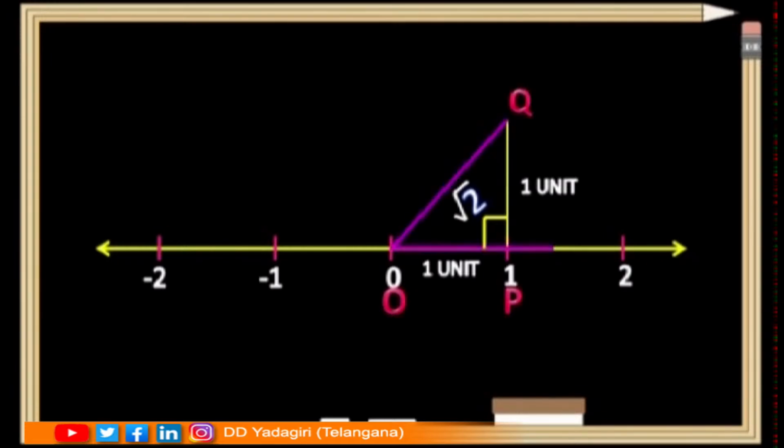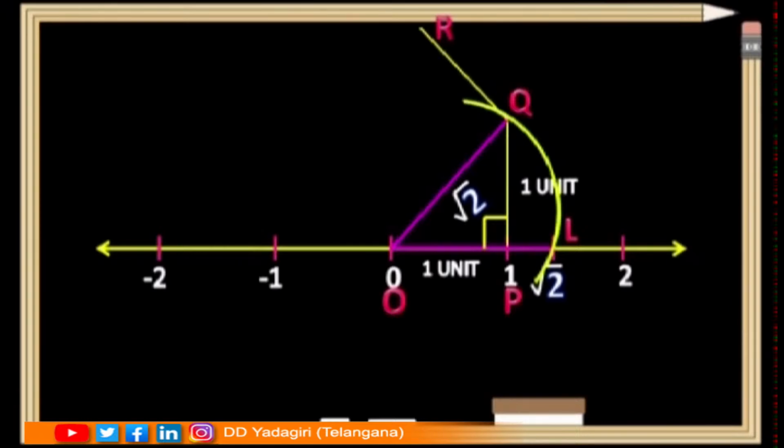Now, take center as O and OQ as radius, and draw an arc like this. Draw an arc with the center O and radius OQ, which is equal to root 2 units. So, that arc meets the number line at L. So, the point L represents root 2. Like this, we can represent the irrational number root 2 on the number line.